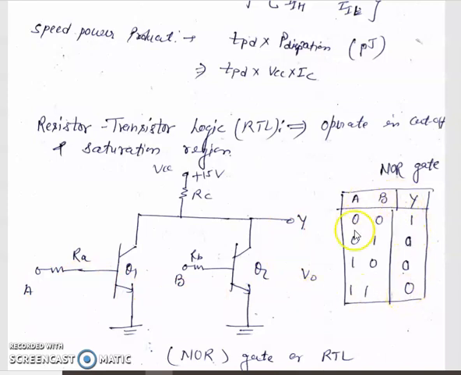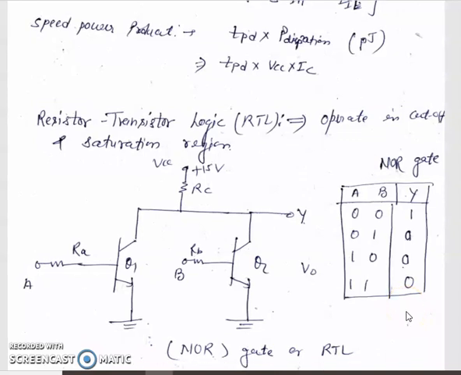And this table is formed by this logic circuit, that is the resistor transistor logic, represented as a NOR gate or RTL, because this table is the table of a NOR gate. That is, for 0 0, the NOR output is 1, and for 0 1 the NOR output is 0, and for 1 0 it's also 0, and for 1 1 it is also 0. So it represents the NOR gate in the RTL logic family.